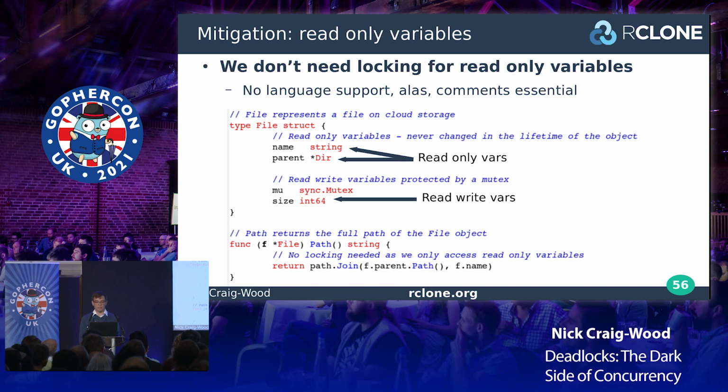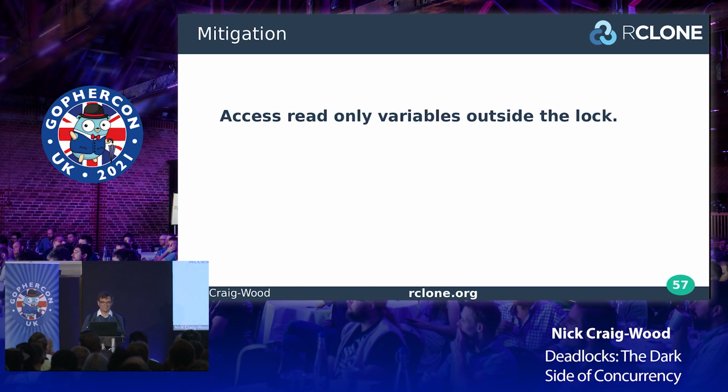In this rename-free world, we don't need any locking in the path method at all. And we fix the deadlock by having no locks. Best kind of locking, no locks. So if you can identify variables which are read-only, you don't need locking for them, and they can be accessed outside the lock. No locking means no deadlocks.